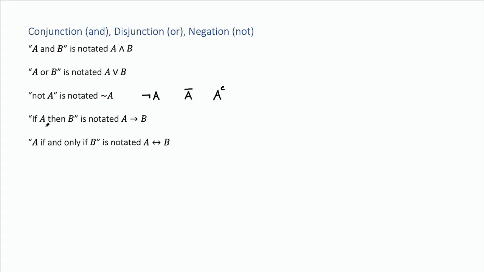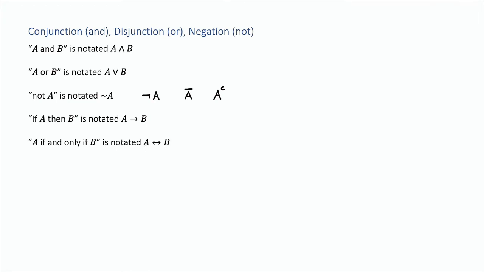Then we've got if-then statements. So if A then B is just notated with an arrow. So A and then an arrow pointing towards B. If A then B. So A leads to B. And if you have that in both directions, we have this statement A if and only if B. In other words, if A is true, then B is true, and if B is true, then A is true. So both if A then B and if B then A is notated with this double arrow, meaning either one of these being true implies the other one as well.